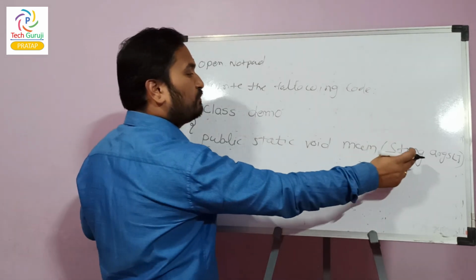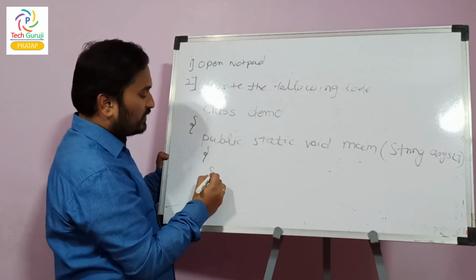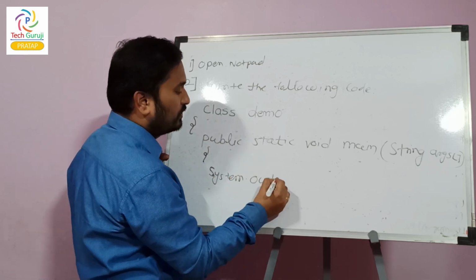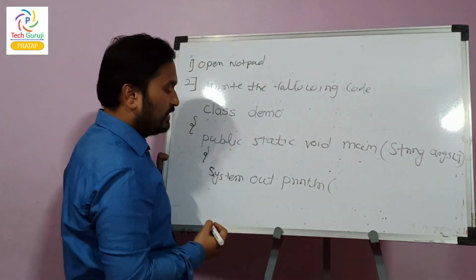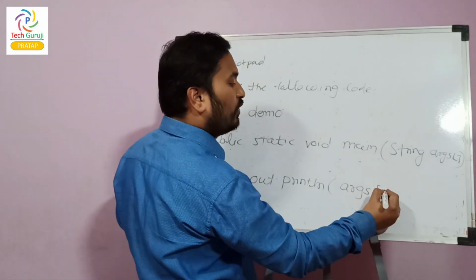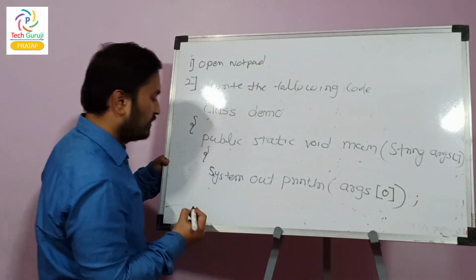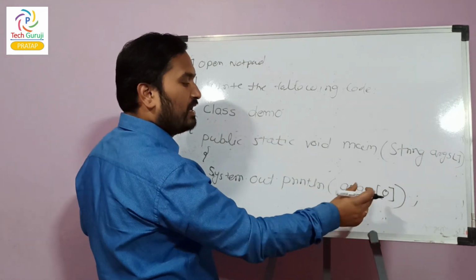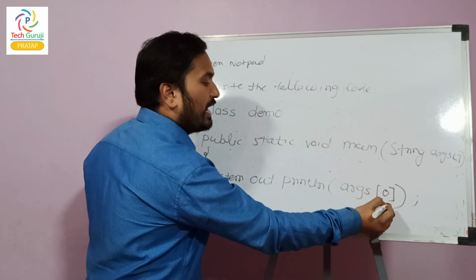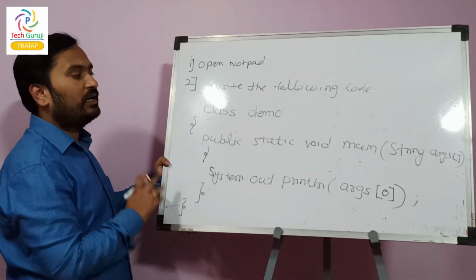Next step, we have to display the first parameter or first argument which is passed when we run the program. For that purpose, we need a print statement: System.out.println, the function used to display the output. Then args, and we have to specify the location, that is index 0, and then a semicolon. It will display the argument at location 0. As we know, in Java the array starts with 0, while in C it starts with 1. After that, curly bracket close.